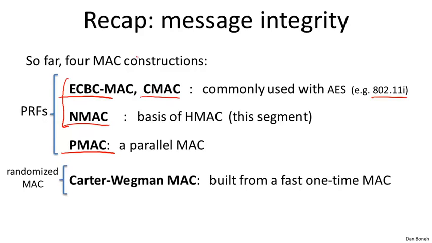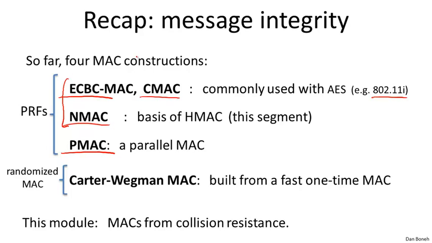And then we looked at the Carter-Wegman MAC, which actually is not a PRF. It's a randomized MAC, so a single message could actually have many, many different valid tags, and therefore the Carter-Wegman MAC is not a PRF. And if you remember, the Carter-Wegman MAC was built by, first of all, taking the bulk message and hashing it down to a small tag using a fast one-time MAC, and then encrypting that tag using a PRF. The benefit of the Carter-Wegman MAC was that the hashing of the bulk message is done using a fast one-time MAC. And in this module, we're going to construct MACs from a new concept called collision resistance.